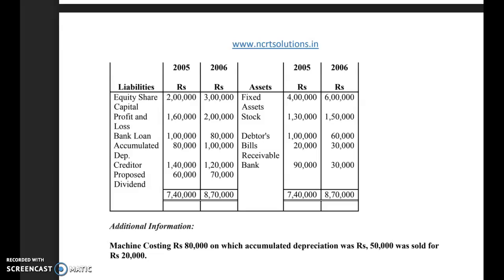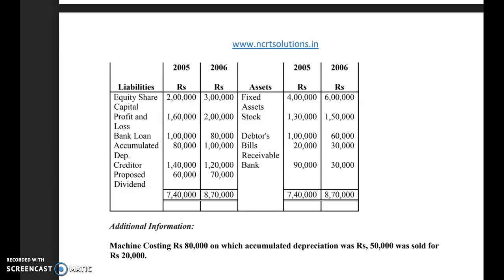Dear students, please understand that any information given as additional information must have an effect in at least two places, because it is not yet recorded in the books of account, so it will affect at least two accounts and be shown at least at two places. So the first item relates to provision for income tax or proposed income tax.